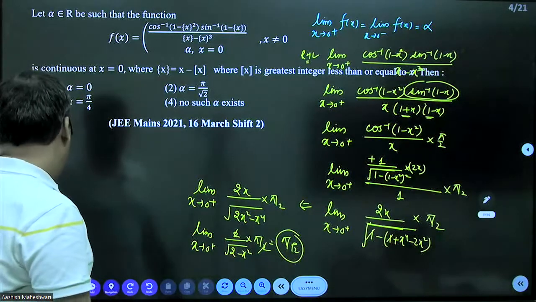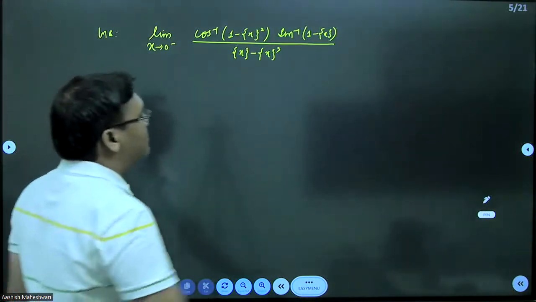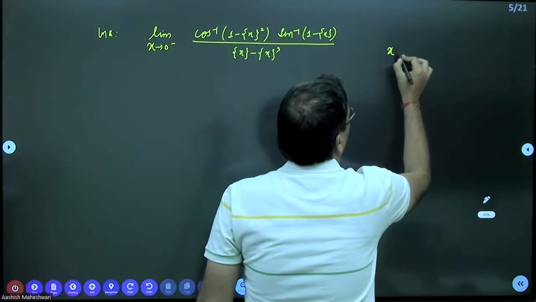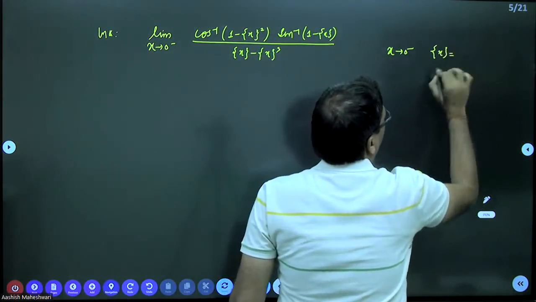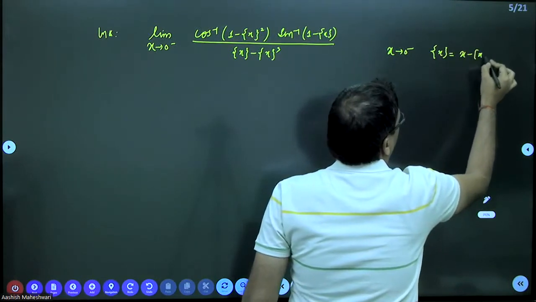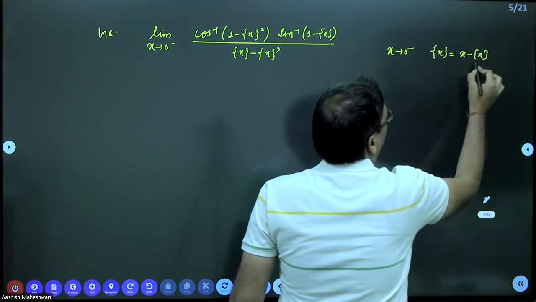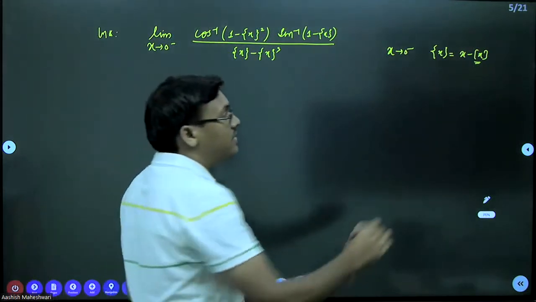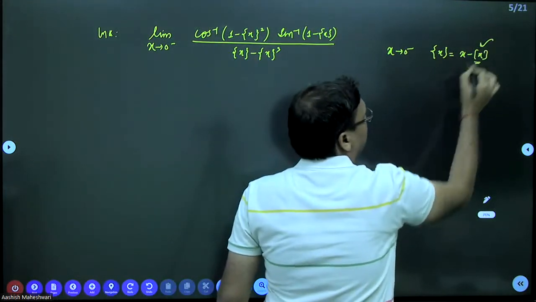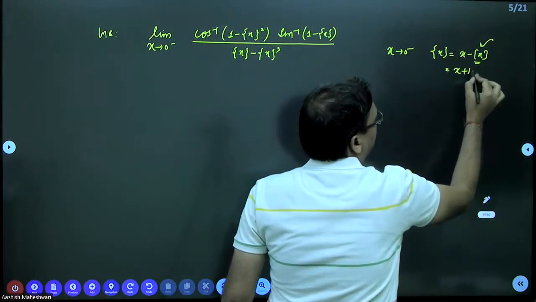Now as x approaches 0 minus, look carefully, what will you write for fractional x? What is fractional x? This is x minus box x. And as x approaches 0 minus, what will be the value of box x? This will be equal to -1. At 0 minus, box x will be equal to -1. So this will become x plus 1.